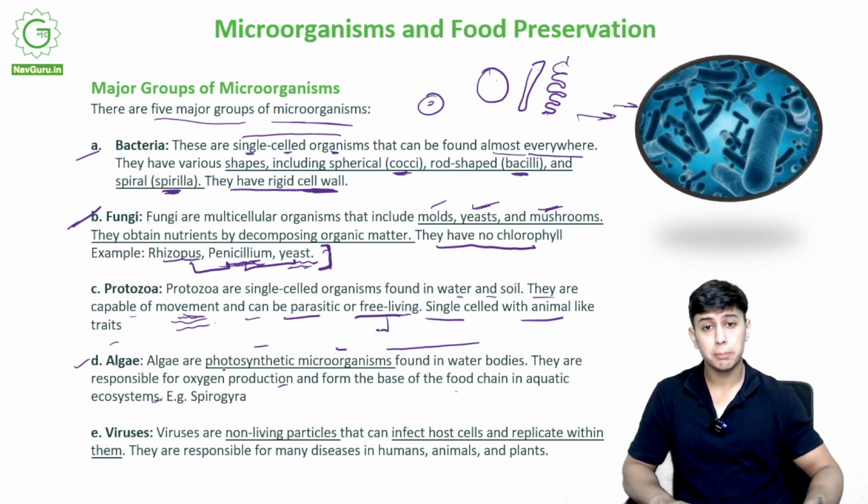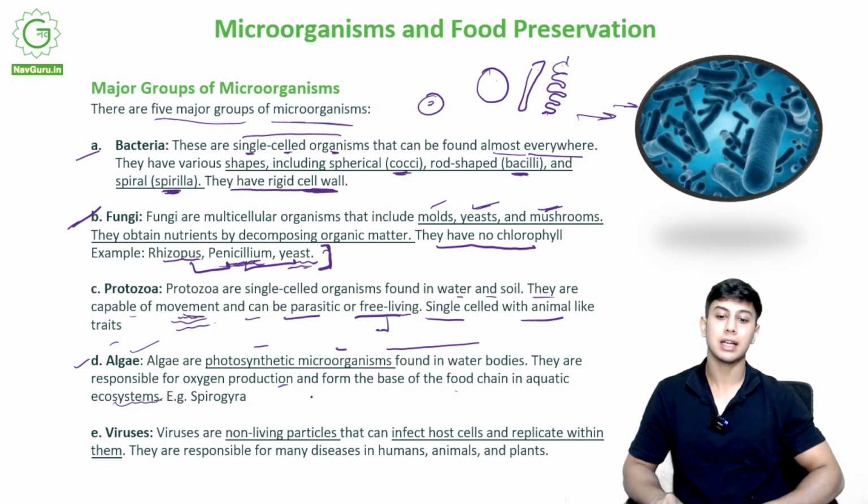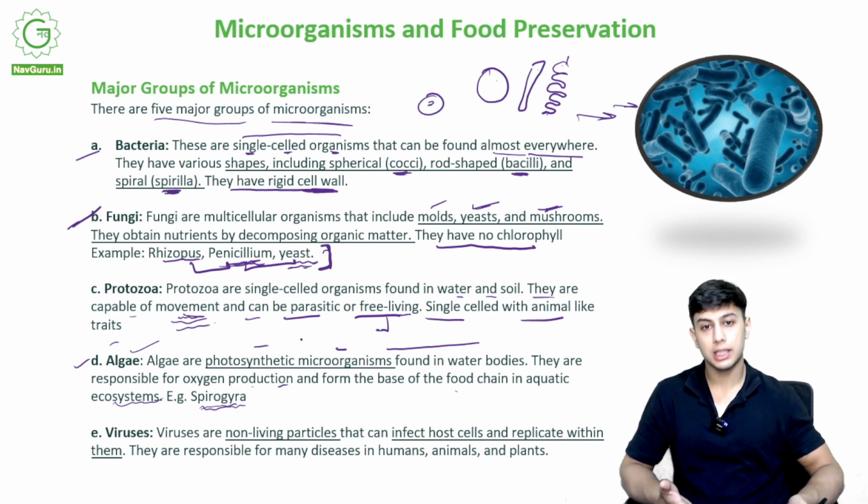Okay, and in turn bigger fish eat them, and then bigger fish eat that bigger fish, and we humans eat that fish. Okay, so algae is something that provides the base for all aquatic ecosystems. It is the smallest thing that can be consumed. For example, Spirogyra. So again, algae is a photosynthetic microorganism. They are responsible for oxygen production. So they also increase the oxygen level inside the aquatic ecosystem.